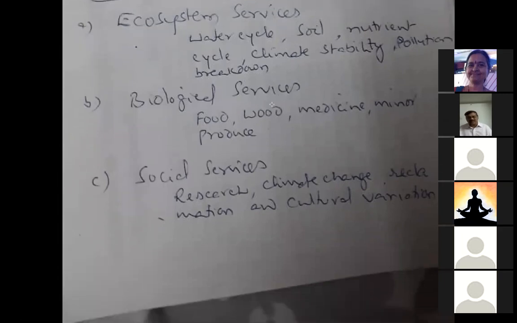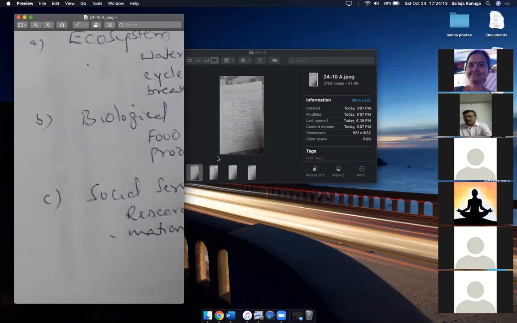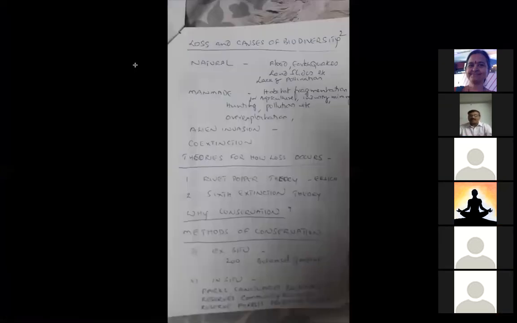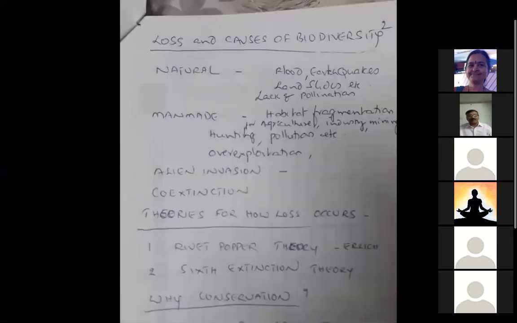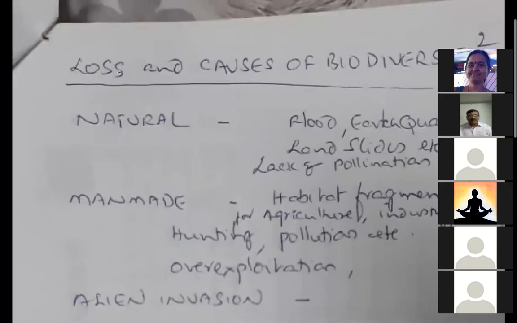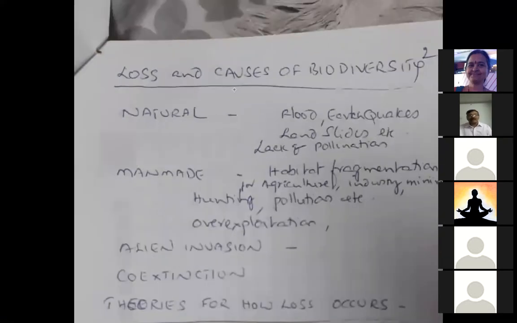You can call them services, you can call them benefits, whatever it is. But what is happening to this biodiversity? Everything you are seeing now on earth evolved over some 3 billion years, which were required to evolve the world to this level. Now loss of biodiversity is happening, which means that plants which were originally in nature, you are not finding nowadays.